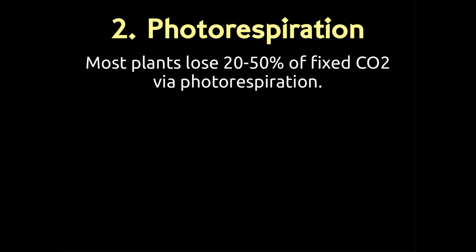So most plants are going to lose somewhere between 20 to 50% of all their fixed carbon dioxide via photorespiration. This is not the ideal situation.